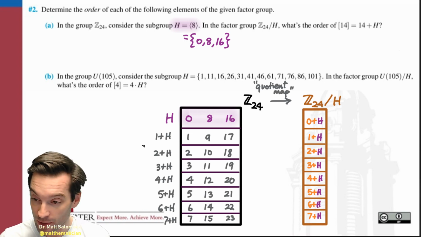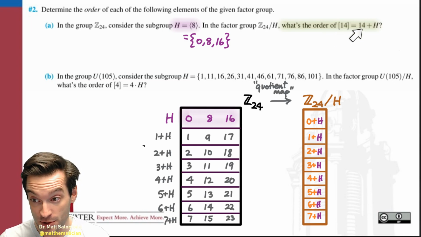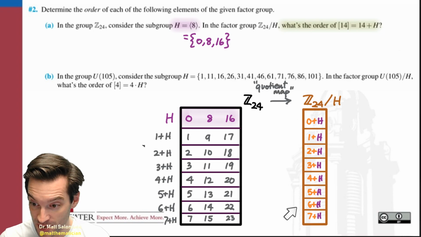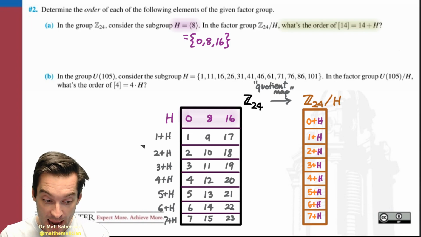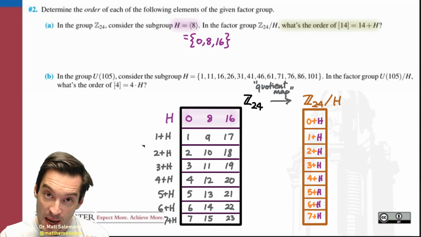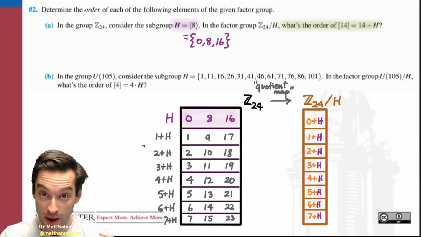But of course the problem is, if we go back to what the question is asking, what's the order of the equivalence class of 14, the coset 14 plus H? Well, 14 plus H isn't written right now in my table. It doesn't look like it's one of the elements of this factor group. But we know better, because we know how cosets work. Why cosets work and how cosets work is that any one of a coset's elements is capable of representing all the others.